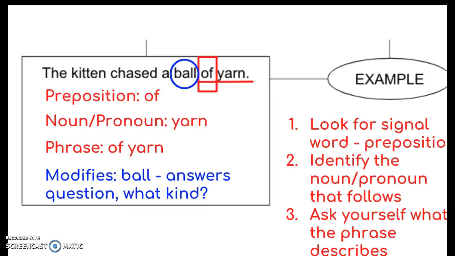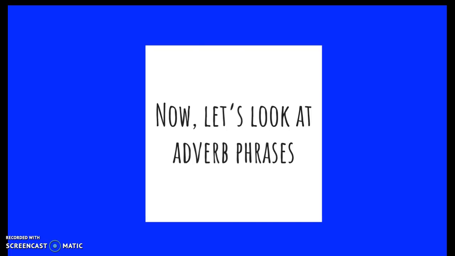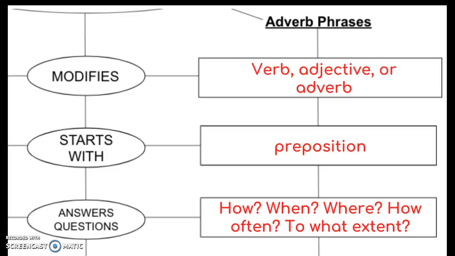All right, let's move on. Adverb phrases. An adverb modifies a verb, adjective, or adverb. Again, just like a regular singular adverb would do, but it's a whole phrase. So it starts with a preposition, just like the adjective phrase. And it answers the questions how, when, where, how often, and to what extent.